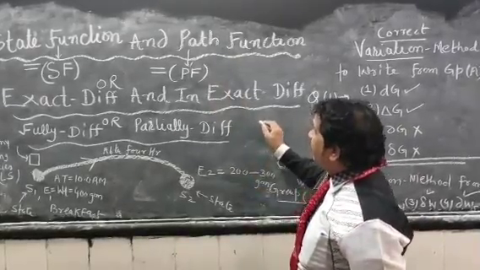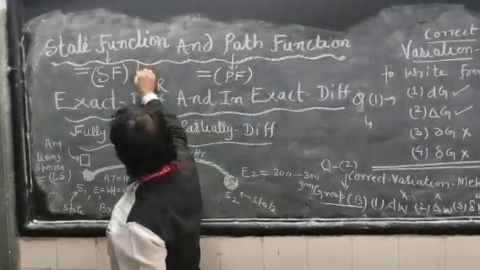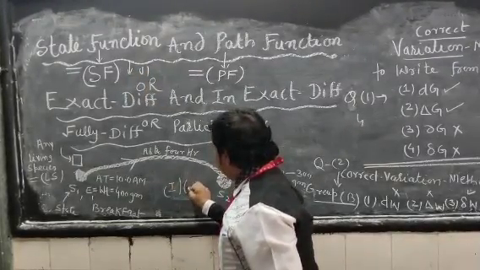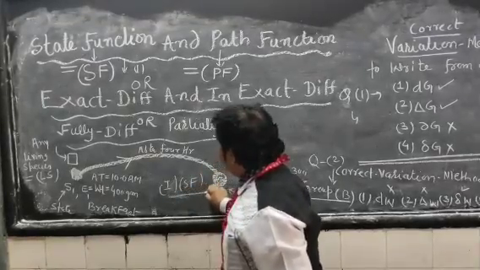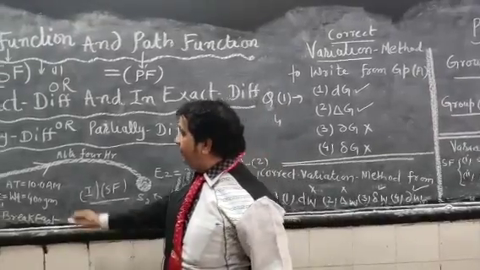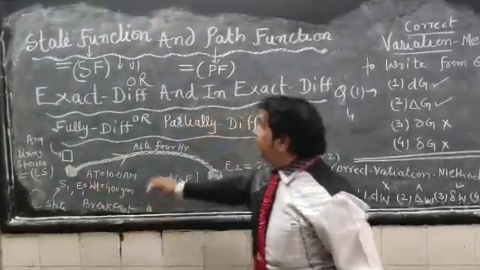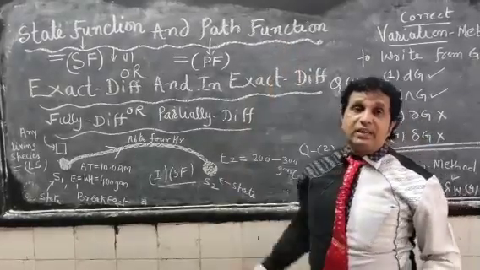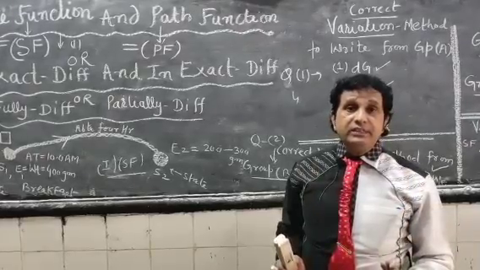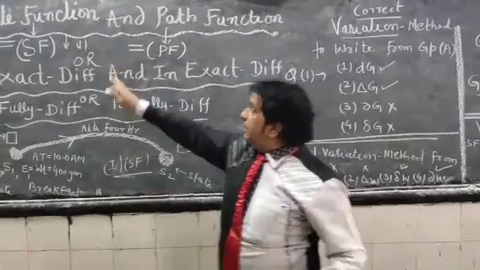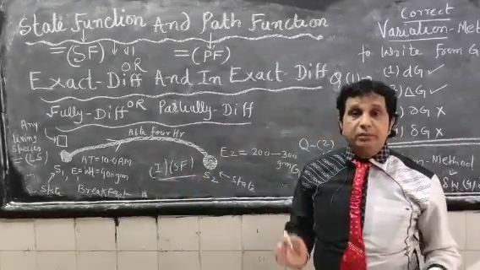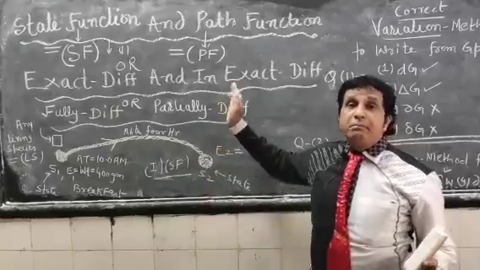First of all, I am going to define SF. State functions are those functions depending upon state but independent of path. Such functions are known as state functions. Dear students, how do we define state functions? In point number 1, I have written: state functions are those functions depending upon state but independent of path.